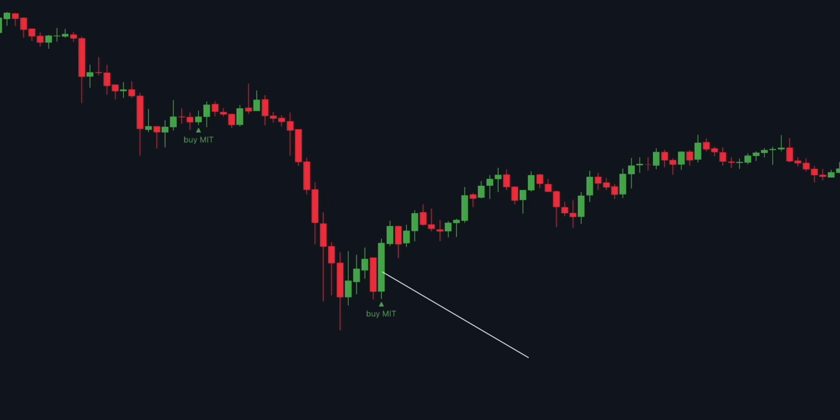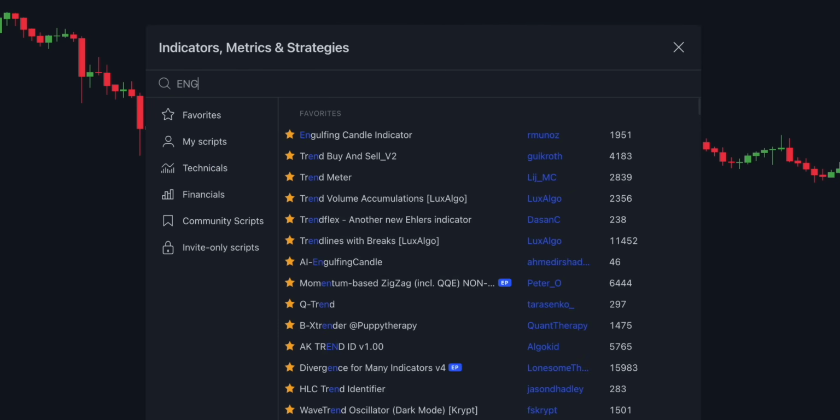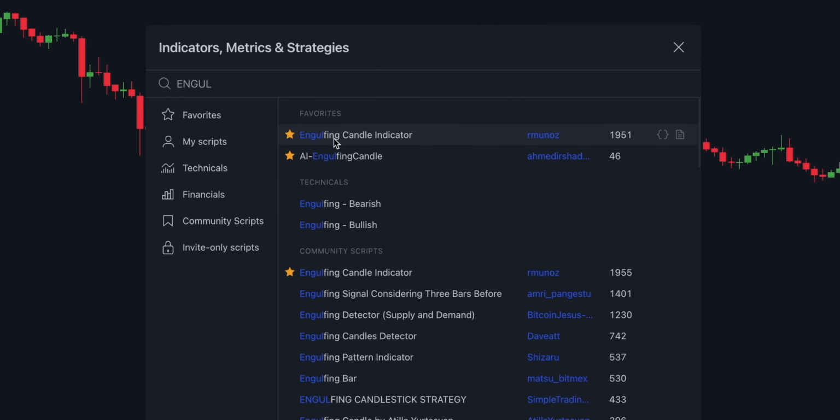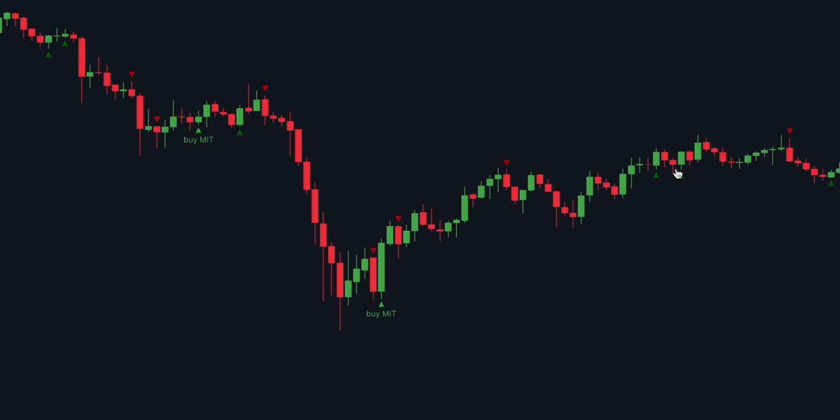So how is this indicator any special, you might ask? And why do we need it in the first place? Well, let's run a quick experiment. For this experiment we will add a regular engulfing candlestick indicator to the chart. Right away we notice that the signals given by these 2 indicators are different.